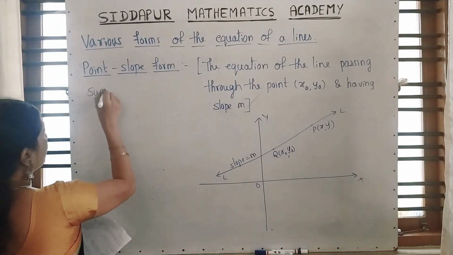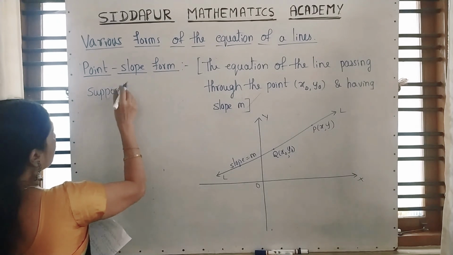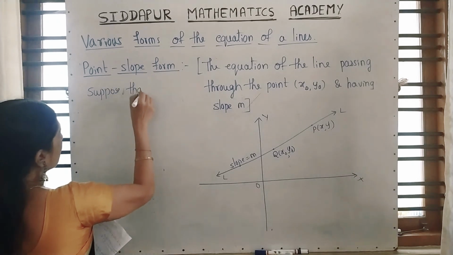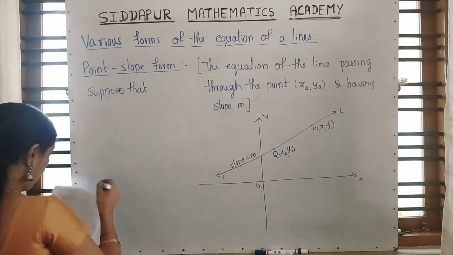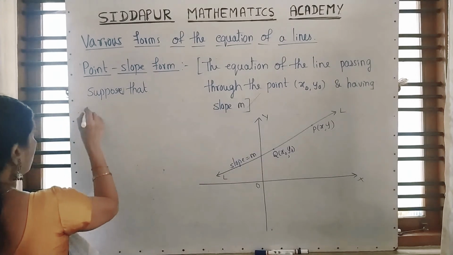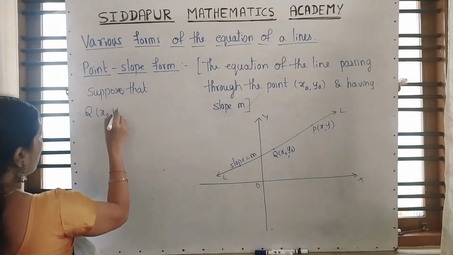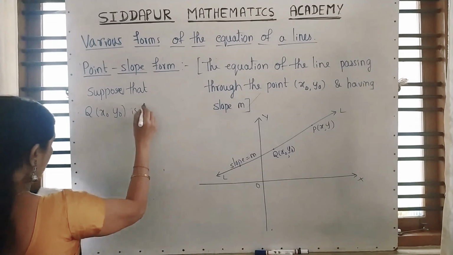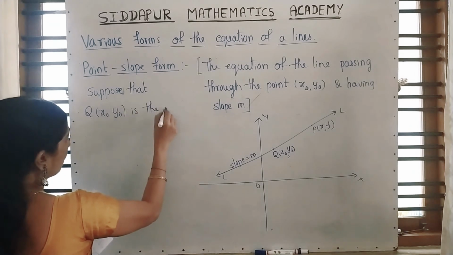Suppose that Q, x0, y0 is the fixed point.